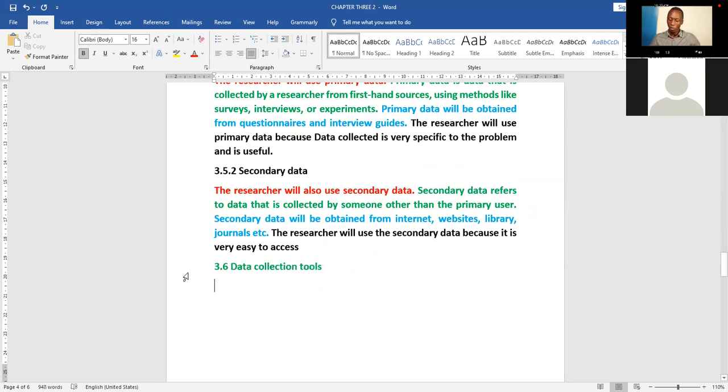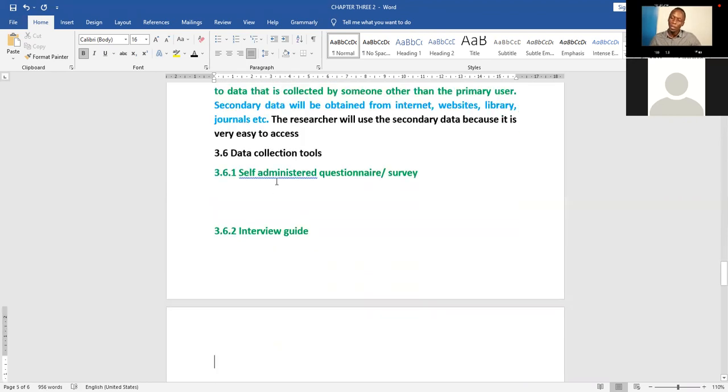Now, under data collection tools, of course, we have different types of data collection tools. For instance, we have what you call self-administered questionnaire. Some people call it a survey. Then we also have what you call an interview guide. These are the major data collection tools in research.